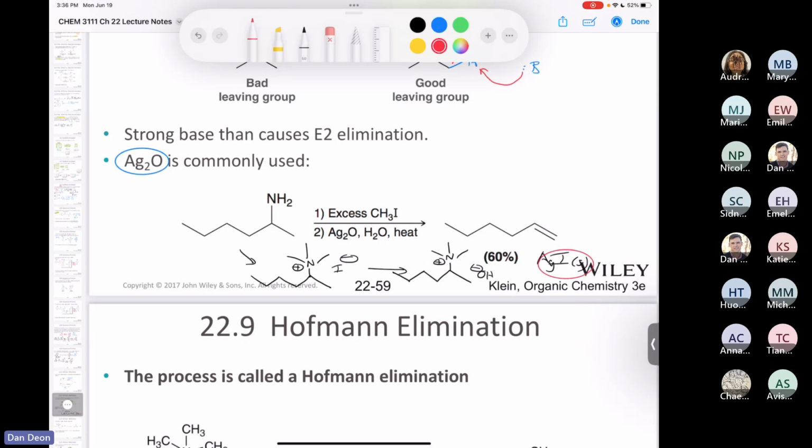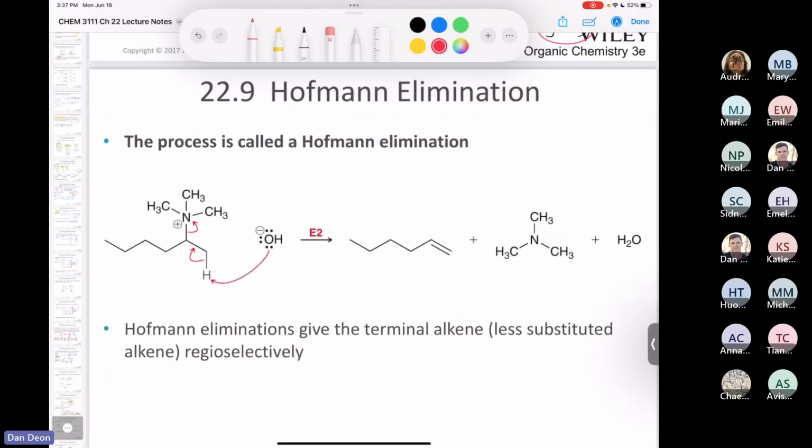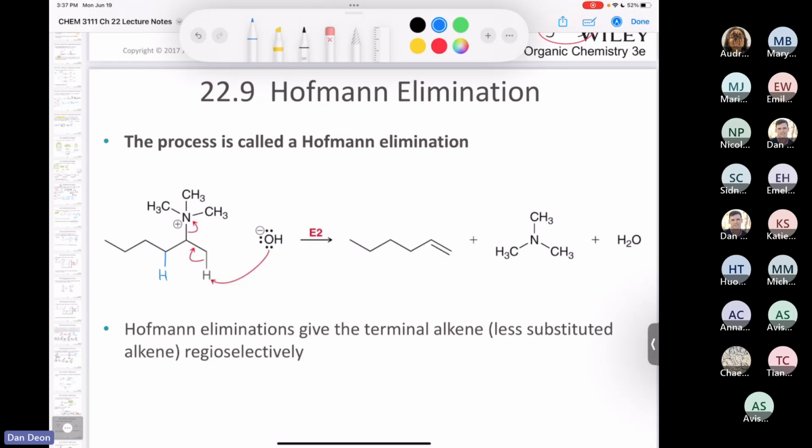So the base that actually removes the proton in the end is a hydroxide ion. That's why it's drawn like that here, and we call this a Hofmann elimination. Now, of course, we have two types of beta protons. We have the one in black that's being abstracted, and then we also have the ones in blue. Why do we get the less substituted alkene in a Hofmann elimination? You know that from way back in Organic 1.